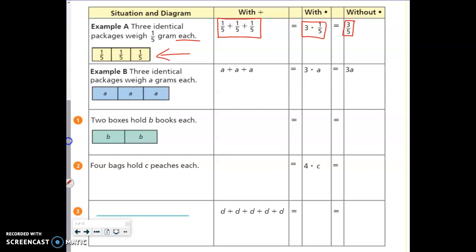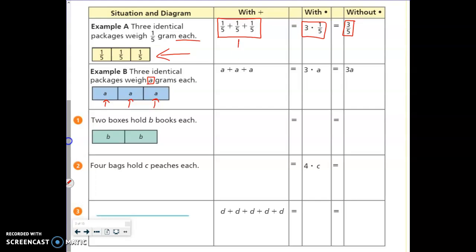Okay? So example B is the same idea, same situation, only instead of including 1/5 in the situation, we've replaced that with the variable A right here. So you can still see it's 3 identical packages. And now instead of it being 1/5, we have A grams, meaning we don't know how much each package is, but we know that they are all the same. So this is an A, this is an A, and this is an A. And as long as that variable is the same, we know that that is repeating. That is an equal amount in each of those.